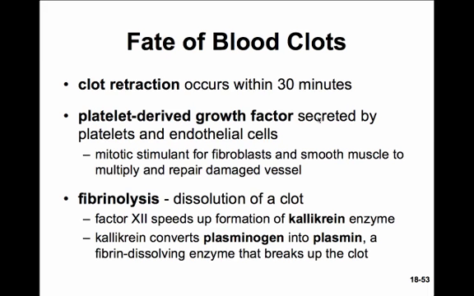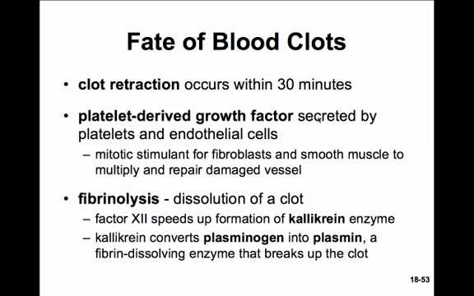So after a clot is formed, we're going to see that there is clot retraction within about 30 minutes. And clot retraction is where spinous pseudopods from the platelets adhere to strands of fibrin and contract. So it's much like a drawstring closing a purse. We pull the surrounding tissues together, and the clot becomes much more compact.